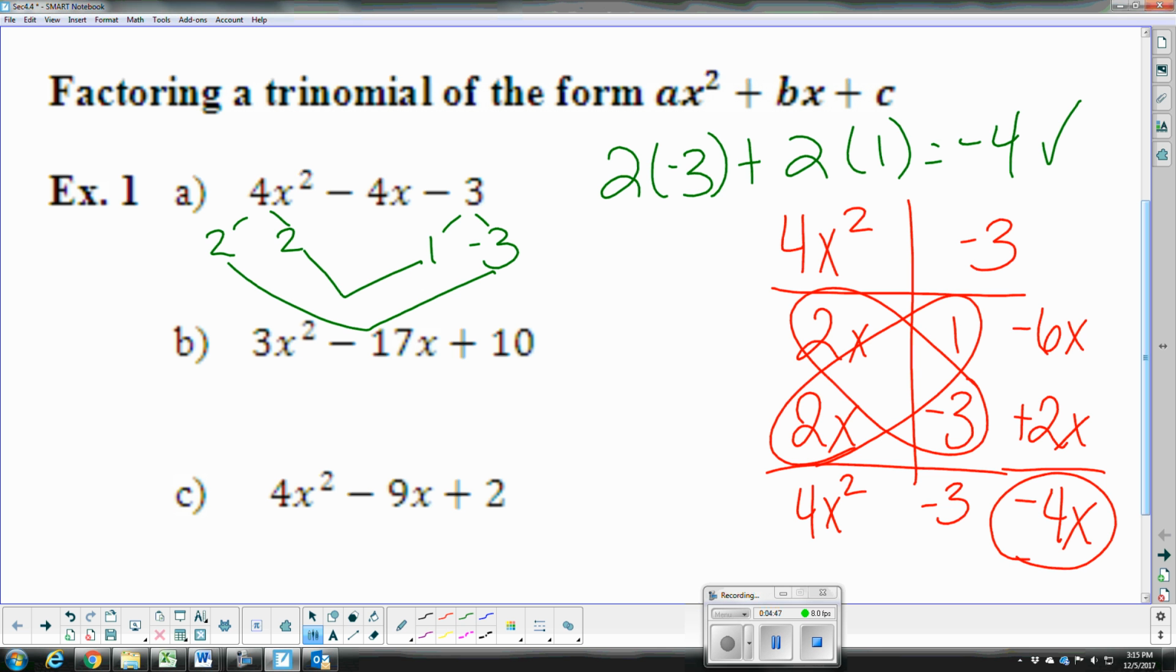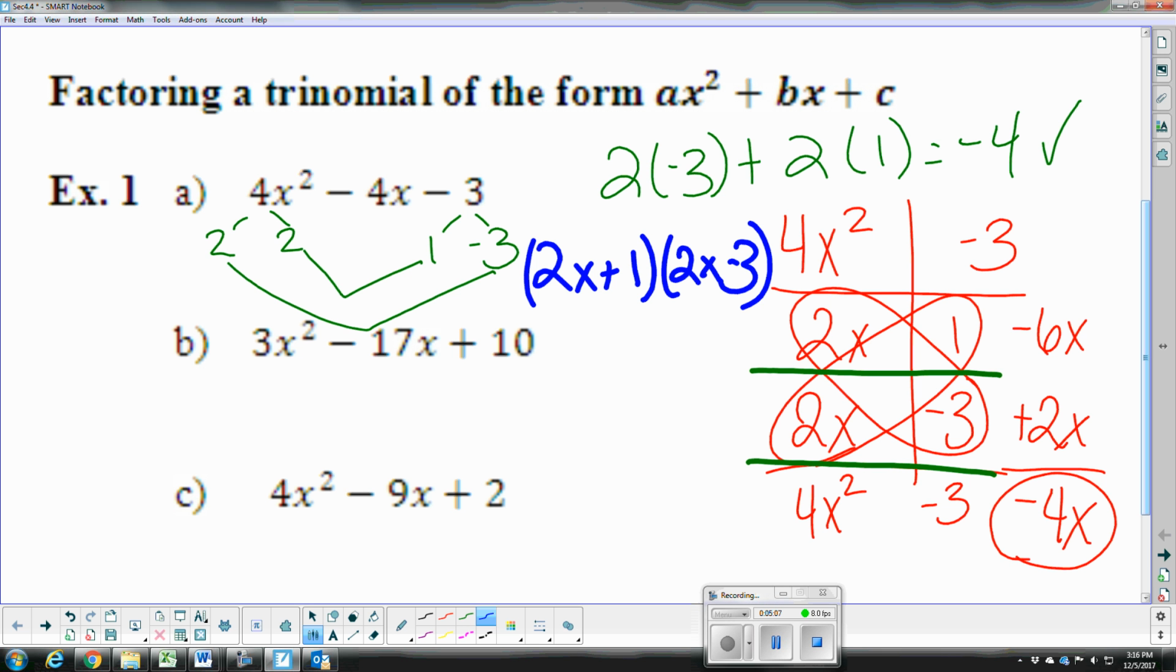Okay, so no matter which way you use, now you have to put it into factor form. So 2x plus 1 times 2x minus 3. And then quick, if you double check your answer, 2x times 2x is 4x squared, 2x times negative 3 is negative 6x, 1 times 2x is positive 2x, 1 times negative 3 is negative 3. So you end up with 4x squared minus 4x minus 3.